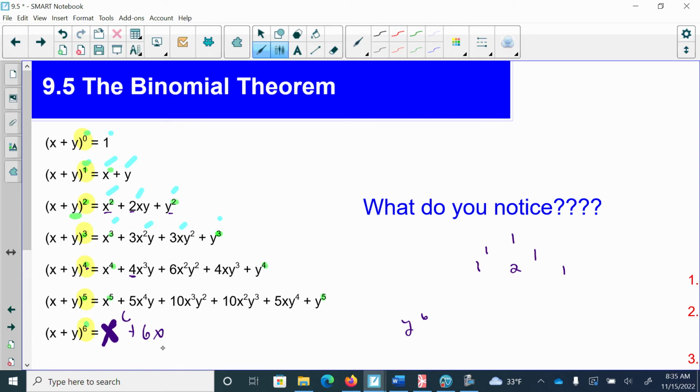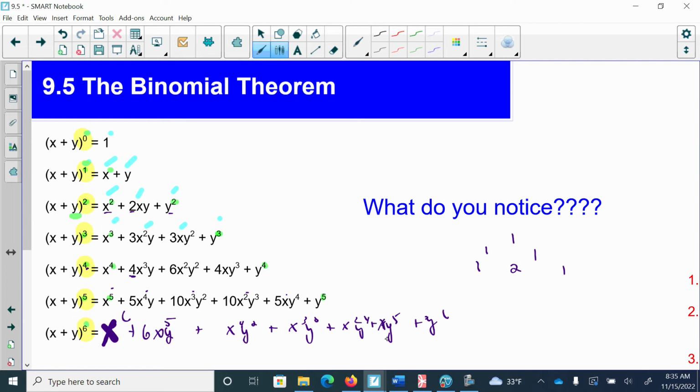Notice that the powers of x go down by 1. So 5, 4, 3, 2, 1. So I'm going to have x to the 5th. Then I'm going to have some type of x to the 4th, some type of x to the 3rd, some type of x squared, some type of x. And then my last term is just going to be that y to the 6th by itself. Then notice that the y's go up. So this will be y squared, y to the 3rd, y to the 4th, y to the 5th, and then this is y to the 6th.